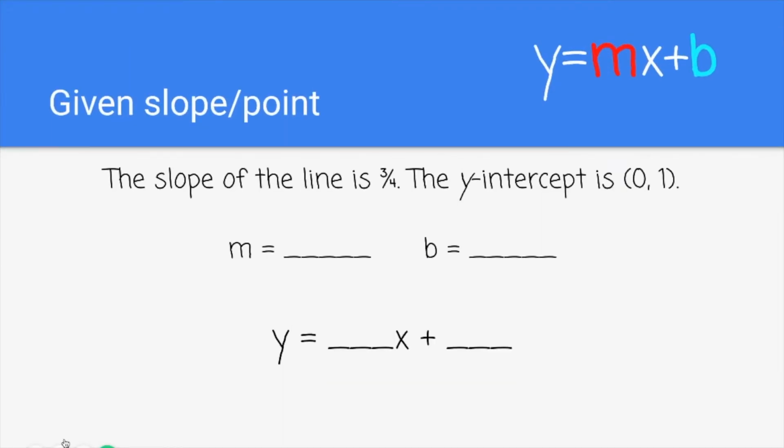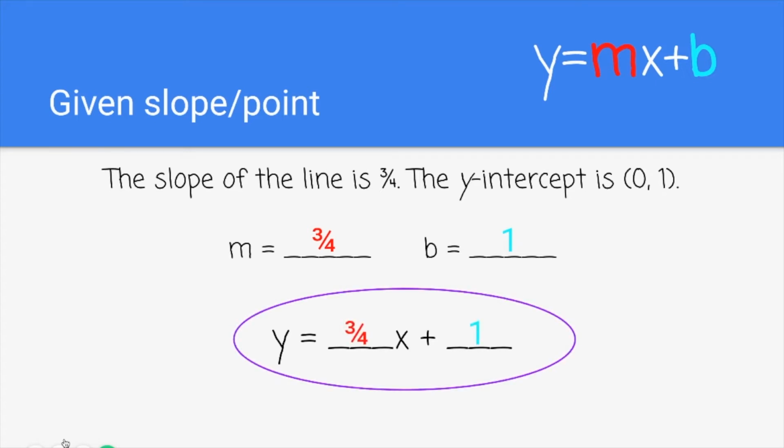So in our first example, we are given the slope and a coordinate, which happens to be the y-intercept. So our slope is 3/4. Our y-intercept at 0 would be 1. So our equation is going to be y equals 3/4 x plus 1.